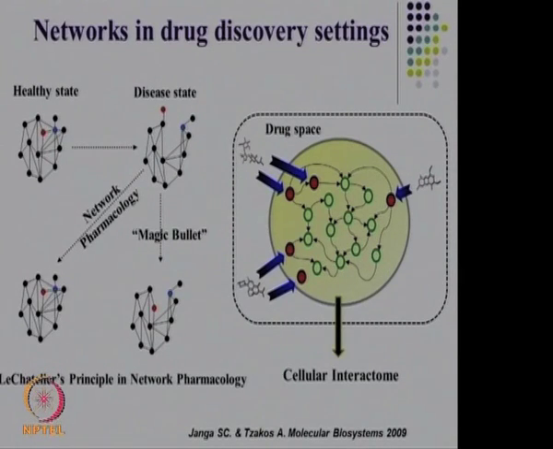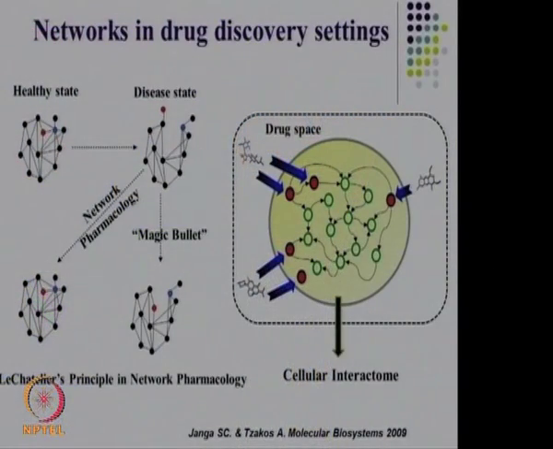Now, while this observation is not very new, while we know that this is common for a number of complex diseases, what we have still not been able to achieve is to cure these complex diseases. Now, let me introduce to you the traditional notion of how drug discovery is usually happening in most places.